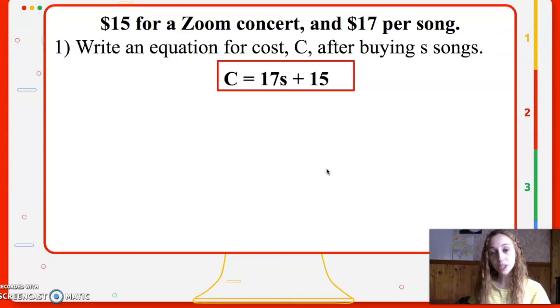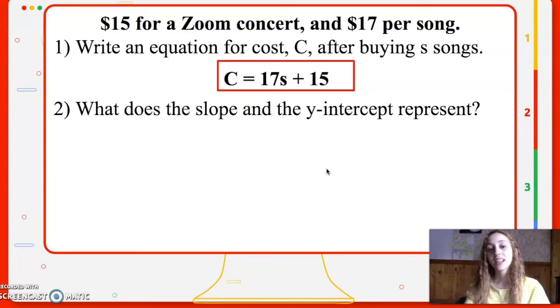Plus $15 because they charge you for the Zoom concert ahead of time. You want to see what kind of music you're buying, right? You got to listen to them. What does the slope and the y-intercept represent?